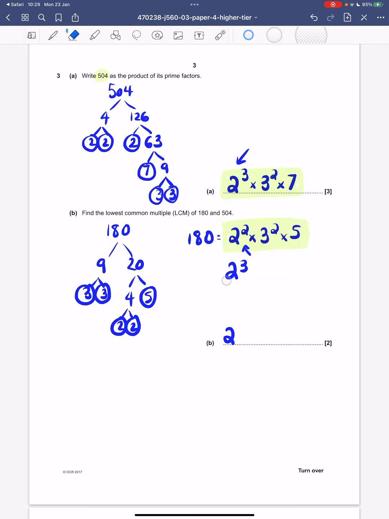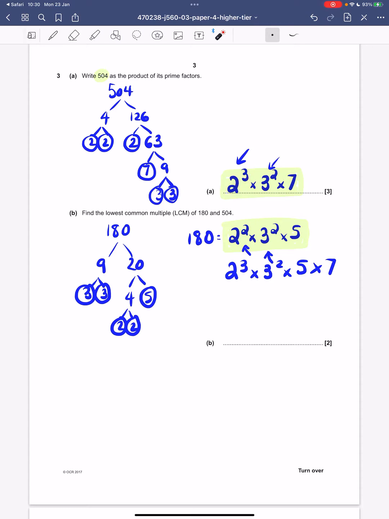I don't want that one there. Oh, what am I doing? It's got to be 2 cubed because 504 has got a factor of 2 cubed. Okay, they've both got 3 squared in there, so it's going to be 3 squared, and we need 1 5 and 1 7. Okay, so we've got to look for the highest power of each prime.